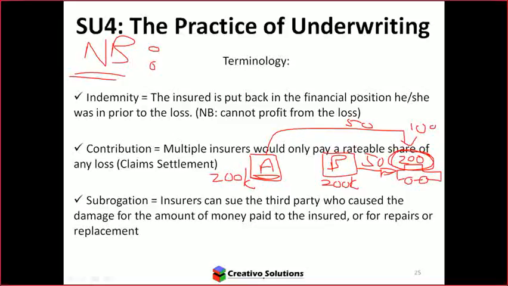Then you've got subrogation. The definition I've used to summarize the concept is that insurers can sue the third party who caused the damage for the amount of money paid to the insured for the repairs or the replacement. Do you agree? How many parties do we have in an accident?